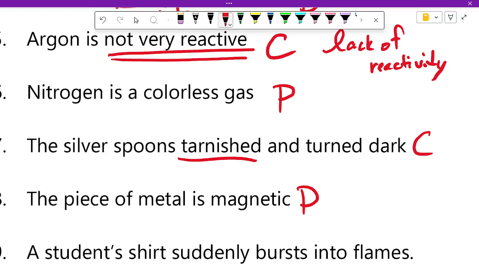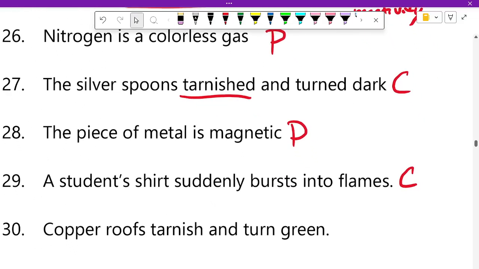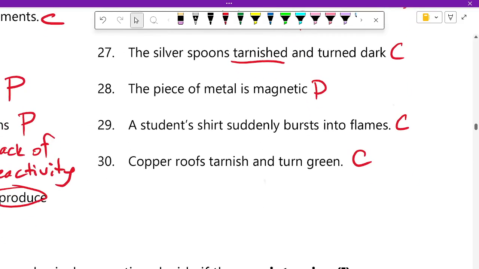A student's shirt suddenly bursts into flame. That's disturbing, but chemical, yes. Why? I don't know. That's a crazy one, isn't it? A copper roof tarnishes and turns green. I think we saw that one before, didn't we? That is chemical because we have our new substance there.